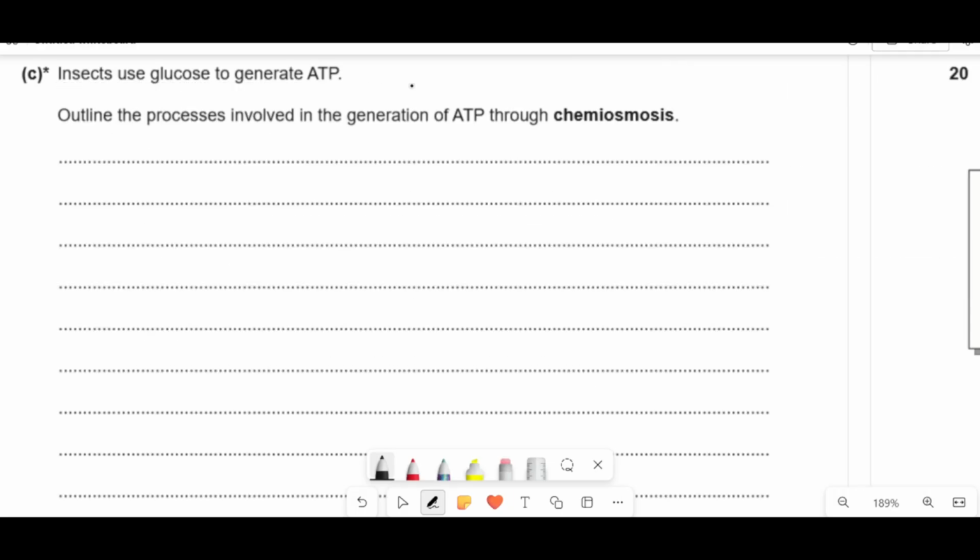Now it says, insects use glucose to generate ATP. Outline the processes involved in the generation of ATP through chemiosmosis.